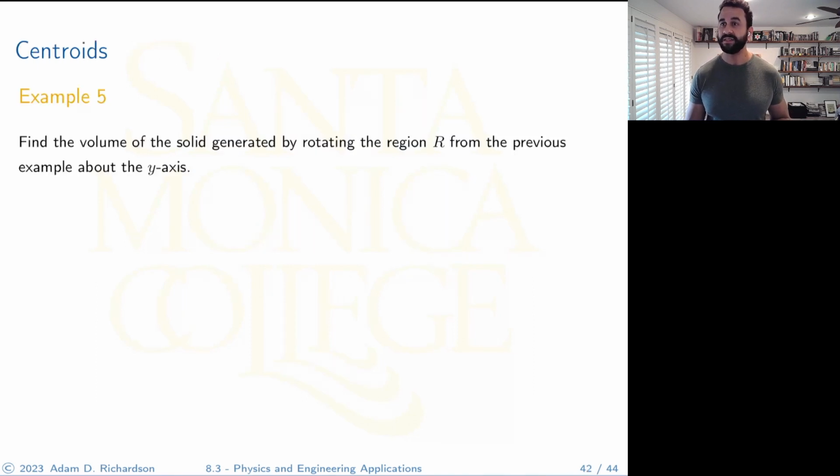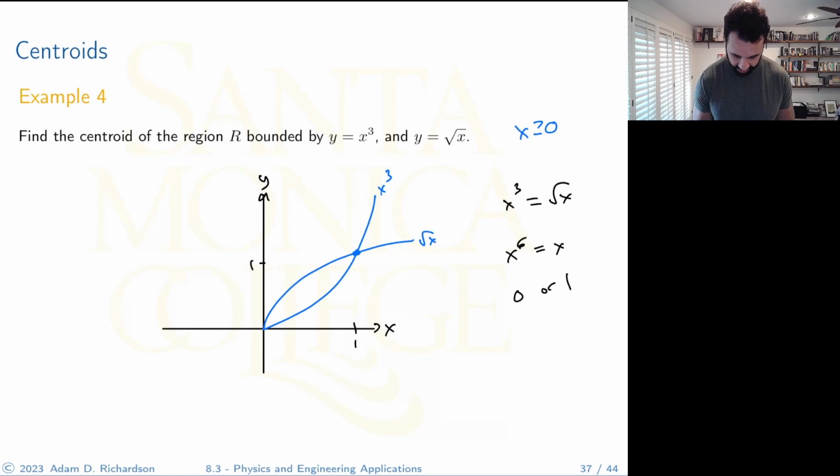All right, let me do this. There we go. So let's find the volume of the solid generated by rotating the region R from the previous example about the y-axis. So what I'm saying is take this region, which I sketched, and find the volume of the solid you get by rotating around the y-axis. So we're going to go like that.